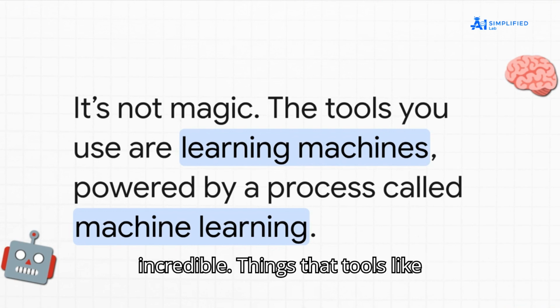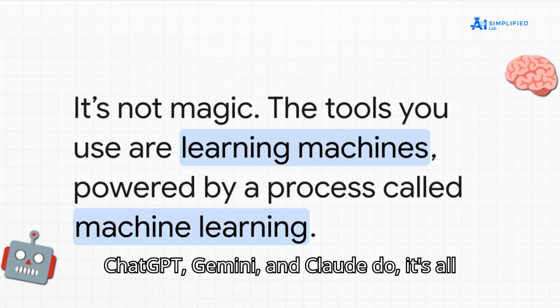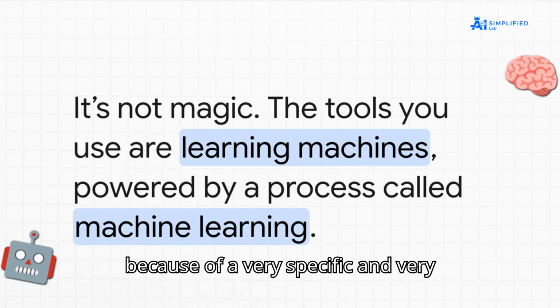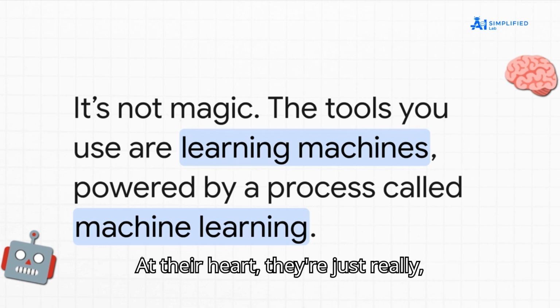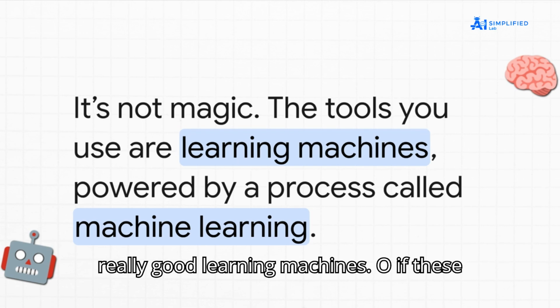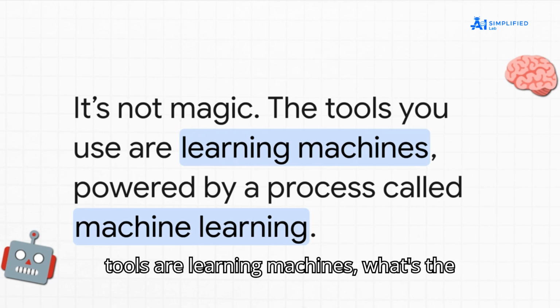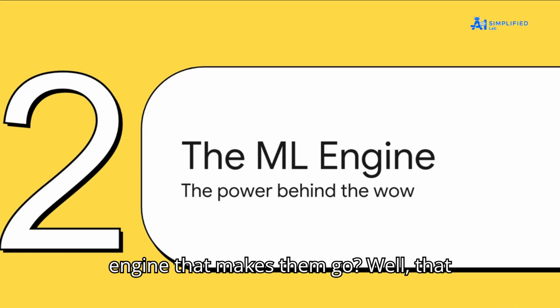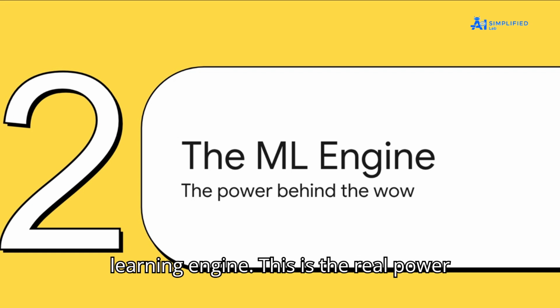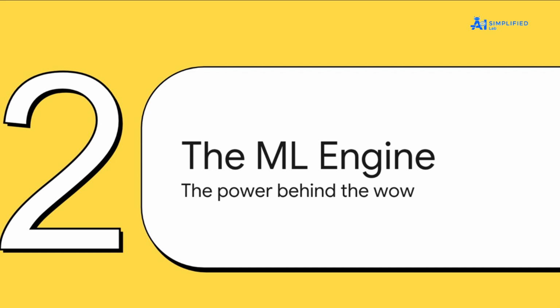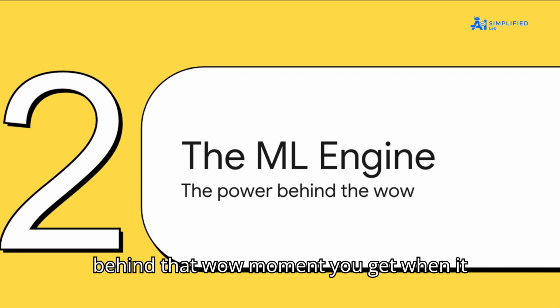The incredible things that tools like ChatGPT, Gemini, and Claude do, it's all because of a very specific and very powerful process called machine learning. At their heart, they are just really, really good learning machines. So if these tools are learning machines, what's the engine that makes them go? Well, that brings us right to section 2, the machine learning engine. This is the real power behind that wow moment you get when it spits out a perfect answer.